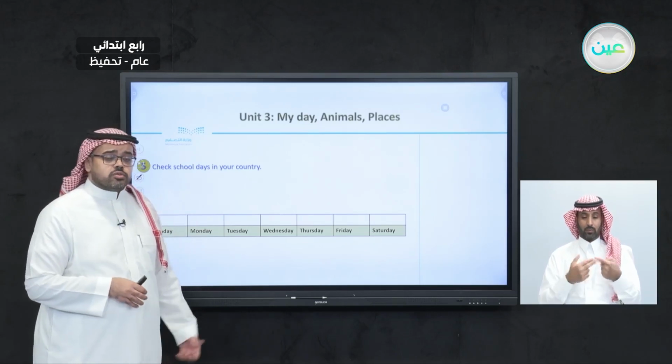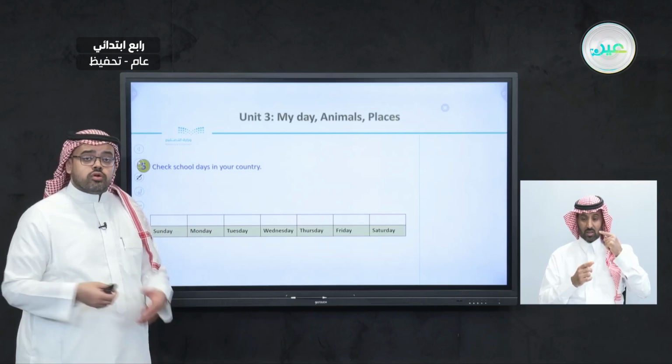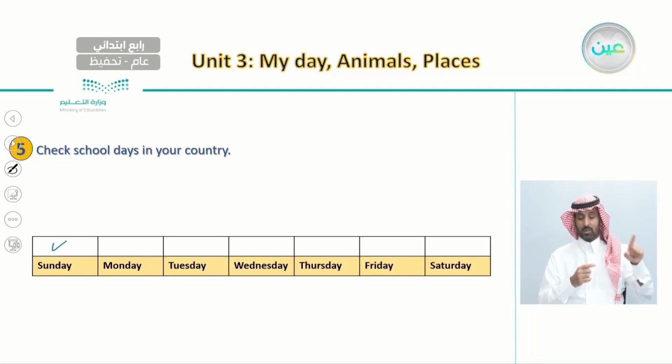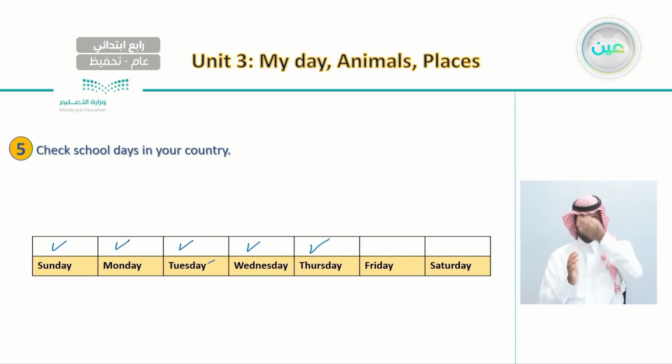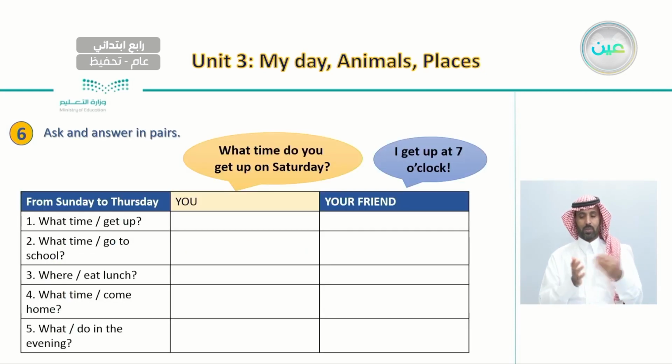So let's start with the first one. Do we have a school day on Sunday? Of course we do. Then here we put a check mark. What about Monday? Of course, Monday as well. And what about Tuesday? Tuesday even. And Wednesday. And Thursday. So how about Friday and Saturday? Do we have school on Friday and Saturday? The answer is no, we don't. Then we'll leave them as they are. So here are the school days we have: Sunday, Monday, Tuesday, Wednesday, and Thursday. So the last exercise we have for today is ask and answer in pairs.